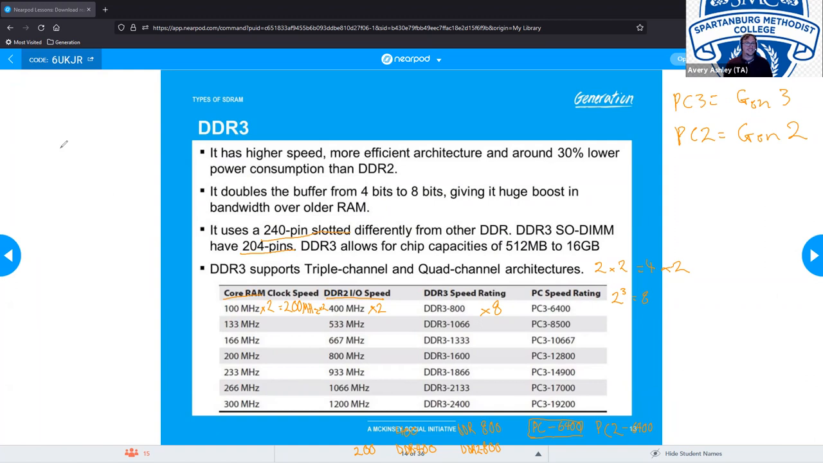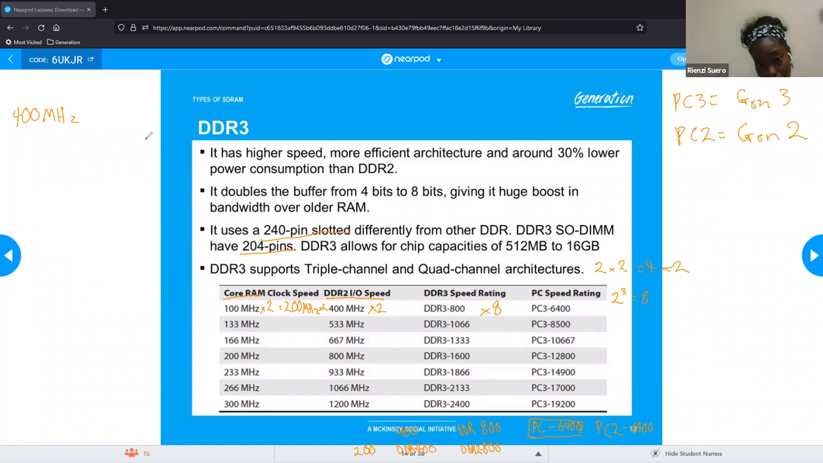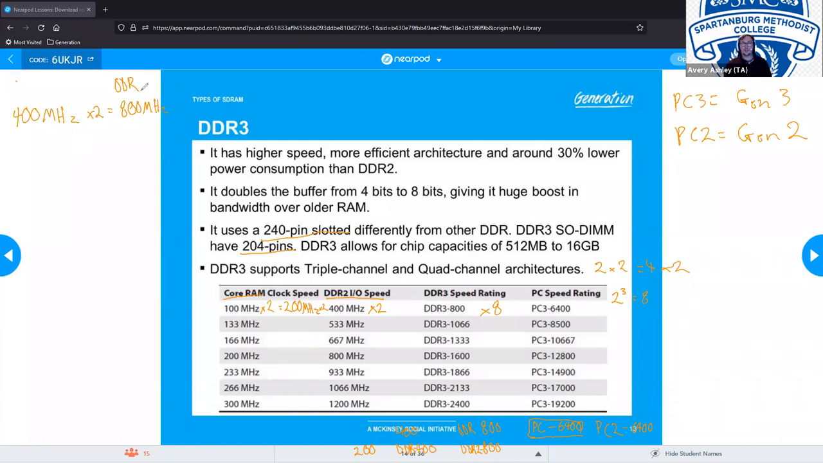So let's do 400 as our RAM clock speed. Okay. So our starting clock speed is 400 megahertz, all right? So we want to find our PC speed rating for a generation 3 DDR, so DDR3. So first, we need to get to our DDR speed rating, right? So how are we going to find that? We're going to divide? No, we multiply. We multiply. So we're going to multiply by 2, which is going to get us 800 megahertz for our DDR speed.